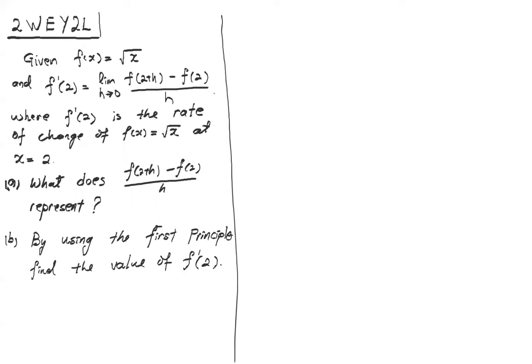I believe you have seen this formula in your textbook. Am I right? When you did your exercise 2A yesterday, did you bother to go and ask what is the meaning of f(2 + h) - f(2) over h? Did you bother to ask?